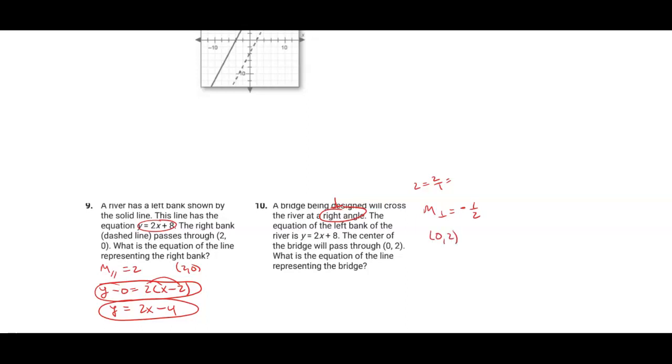And if I pass through the point 0, 2, remember, this right away is the y-intercept already. So it makes life easy because I can just say y equals -1/2 x plus 2. Because remember, if I know the y-intercept b, I already know that value.